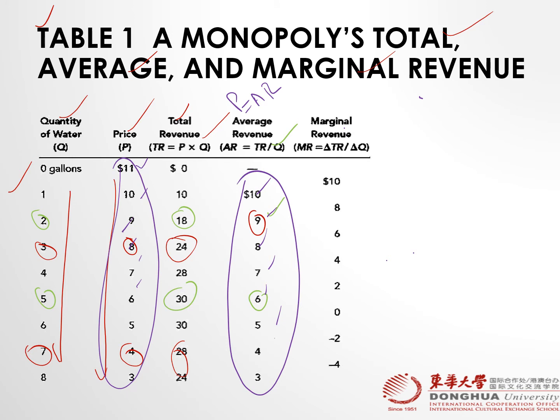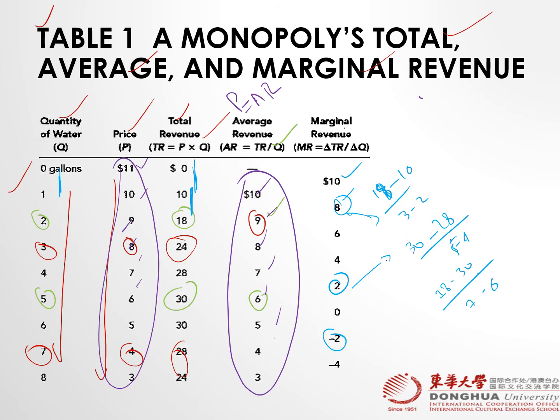What about the MR? Right? The MR formula is change in total revenue divided by change in quantity. So let's talk about the MR. Where did this 10 come from? Change in total revenue: new minus old divided by new minus old. This 10 came from here. Where did this 8 come from? 18 minus 10 divided by 3 minus 2. Answer is 8. Where did this 2 come from? It is 30 minus 28 divided by 5 minus 4. Where did this minus 2 come from? It is 28 minus 30 divided by 7 minus 6. Right?